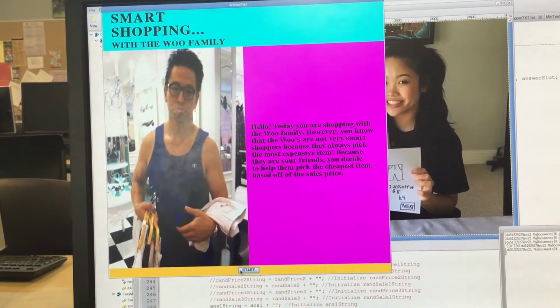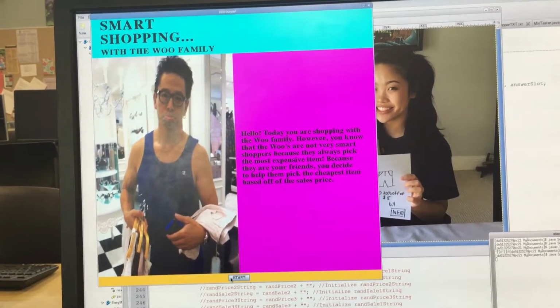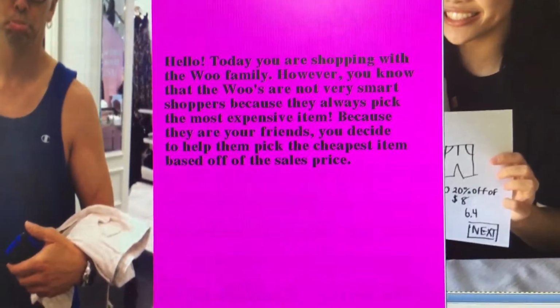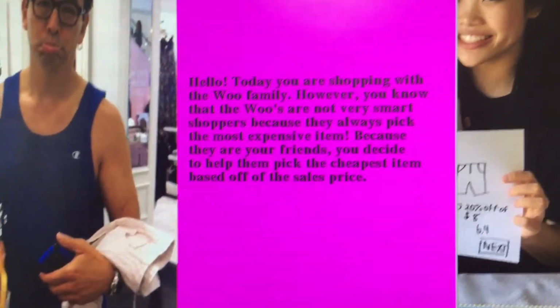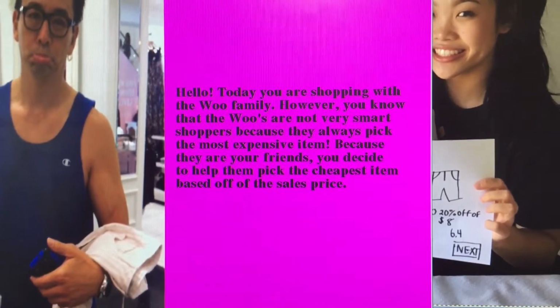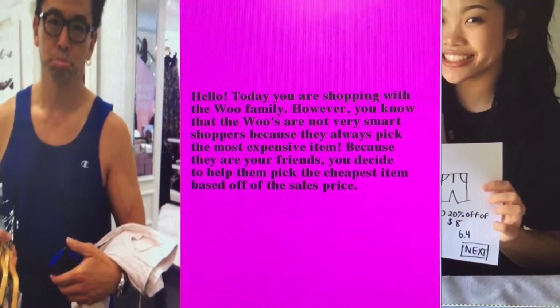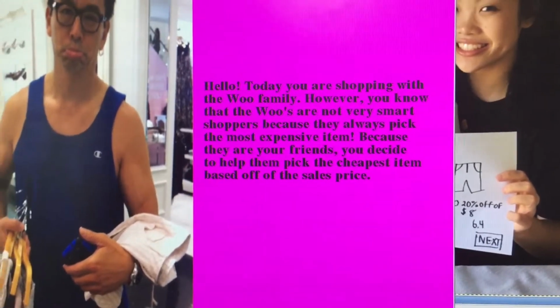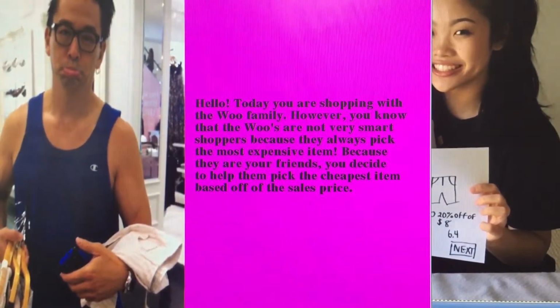So this is what the game looks like when you first open it. There's a message that reads the background story behind this game. Hello, today you are shopping with the Wu family. However, you know that the Wus are not very smart shoppers because they always pick the most expensive item. Because they are your friends, you decide to help them pick the cheapest item based off of the sales price.